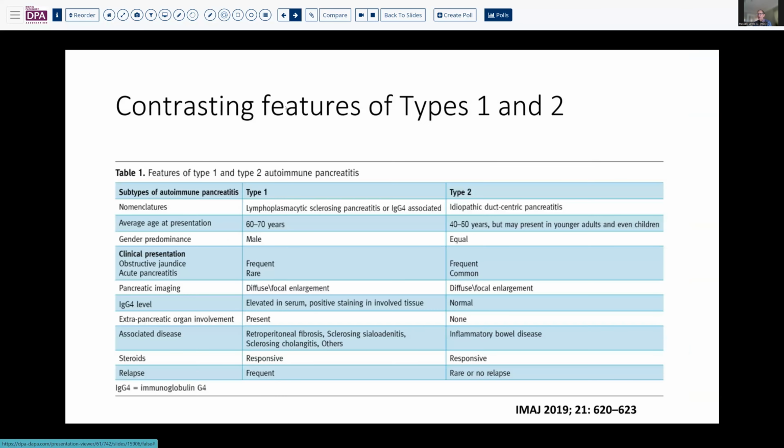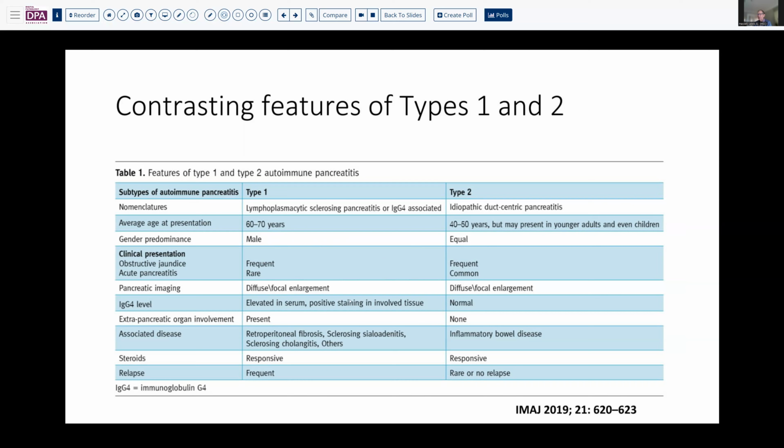Looking to compare these, the nomenclature is slightly different. Idiopathic duct-centric pancreatitis for type 2 versus sclerosing lymphoplasmacytic pancreatitis or IgG4-associated autoimmune pancreatitis. These tend to be a little bit older, whereas type 2 tends to be younger and may even present in children. Interestingly, we do have a male predominance. It's almost 3-to-1 with the IgG4 disease, but equal in type 2. Jaundice is fairly frequent, but symptoms of acute pancreatitis are uncommon with IgG4.